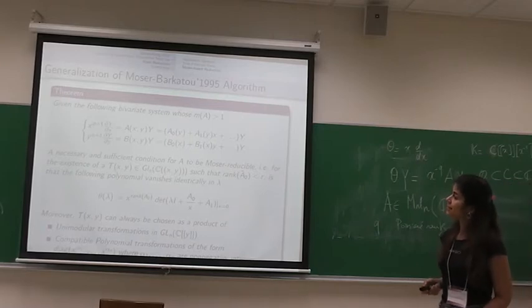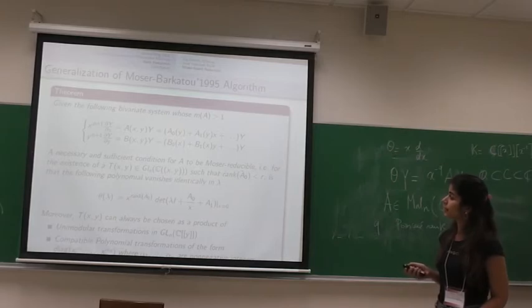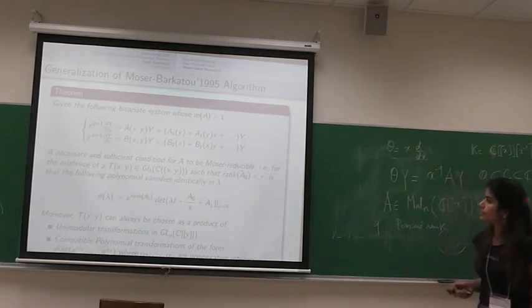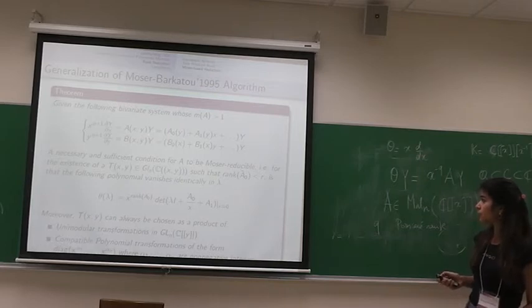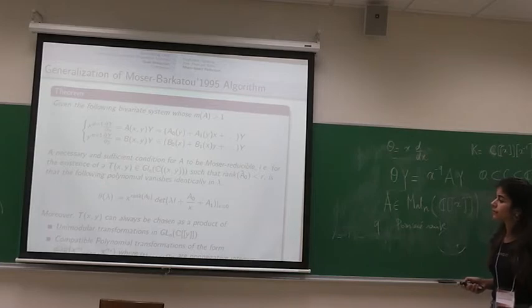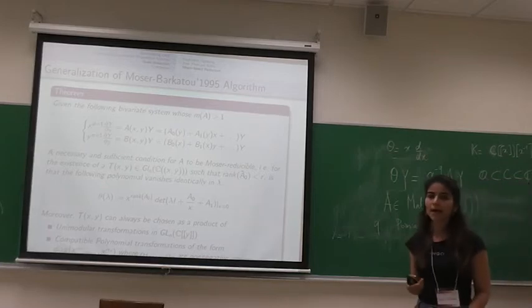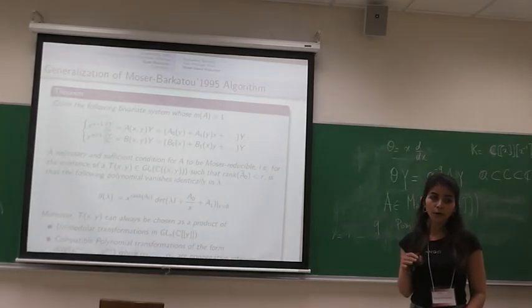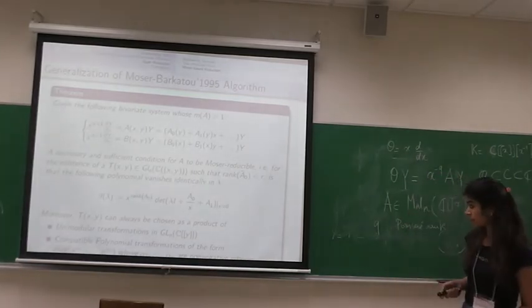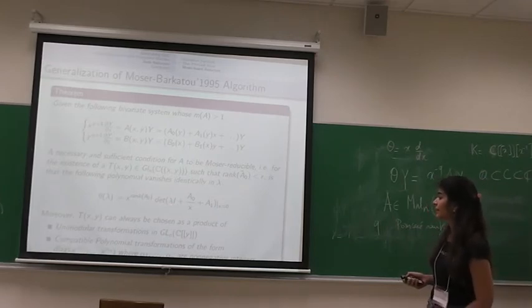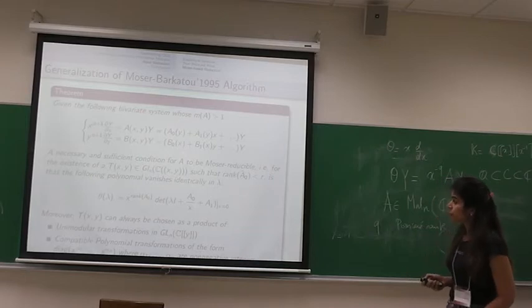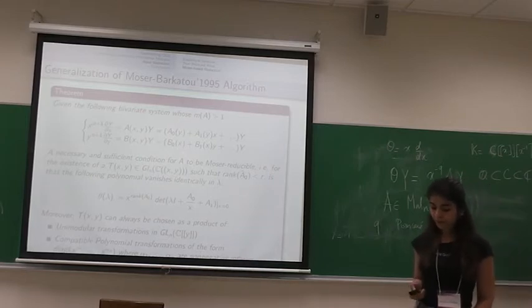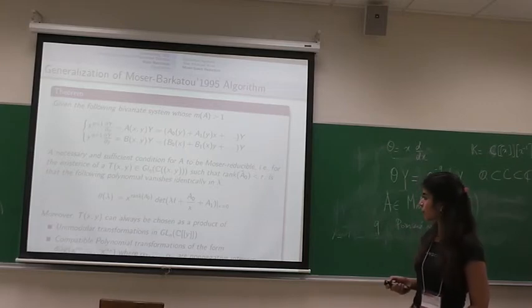And so our theorem states that given the following bivariate system, here for simplicity, I write x for x_1, y for x_2, a for a_1, and b for a_2. So given this bivariate system, a necessary and sufficient condition for the system to be Moser reducible, that is for the existence of a transformation T such that the new system has a Poincaré rank which is smaller, or a rank of the coefficient matrix which is smaller, is that this polynomial vanishes identically in lambda. Now this is a generalization of a theorem by Moser from 1960 for the univariate systems, for m equal 1.